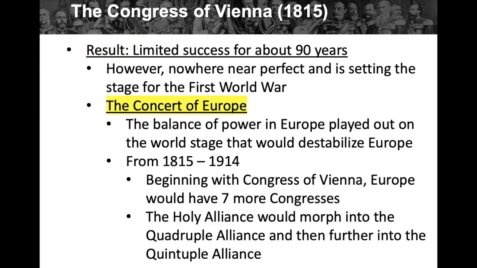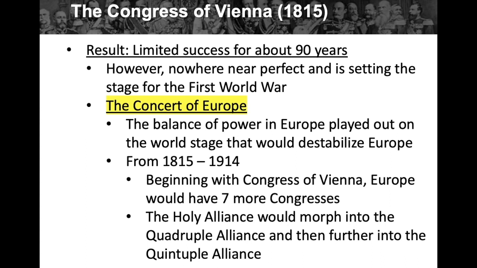Result. So the result of the Congress of Vienna was limited success for about 90 years. The reason I say it's limited is that they do establish a lot of the monarchies back in Europe, but as I've said, it's going to be a power play for about 90 years, all the way to where the First World War begins. So nowhere near perfect, and it is setting the stage for the First World War. Okay, so highlighted in yellow on the PowerPoint is this term called the Concert of Europe. And this term is basically how the balance of power in Europe is played out on the world stage that would end up destabilizing Europe.